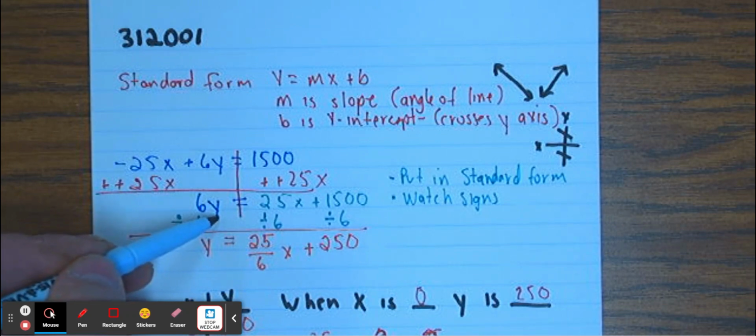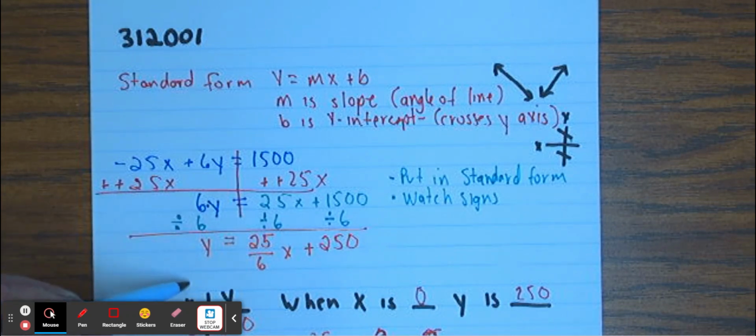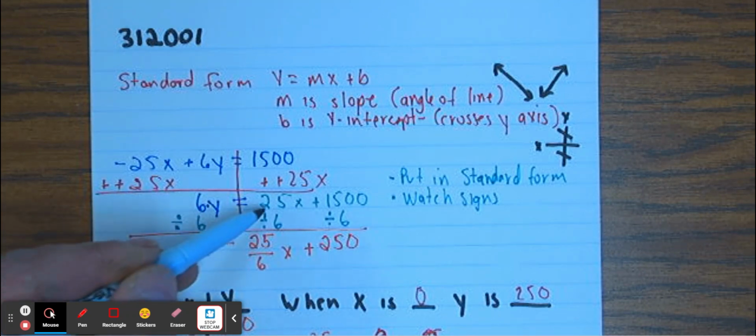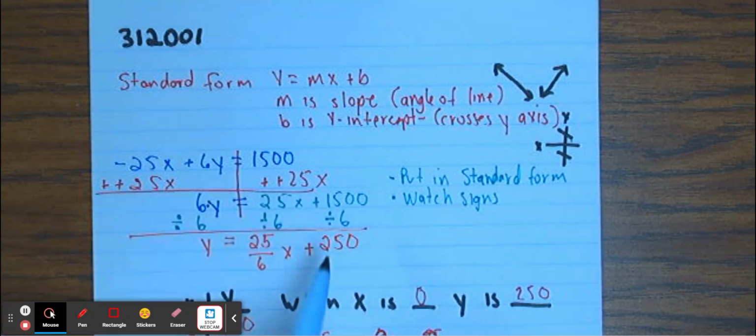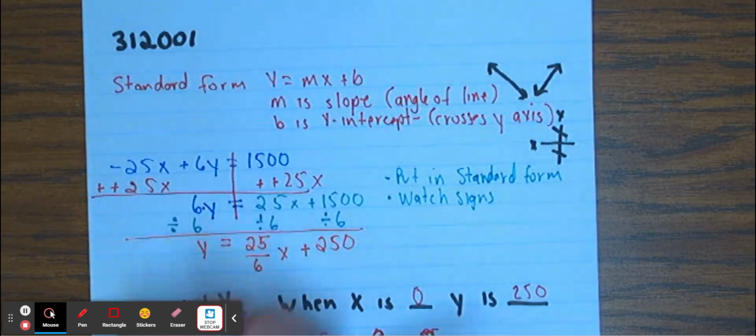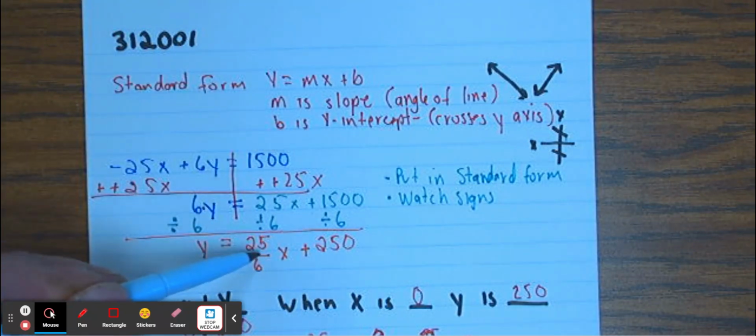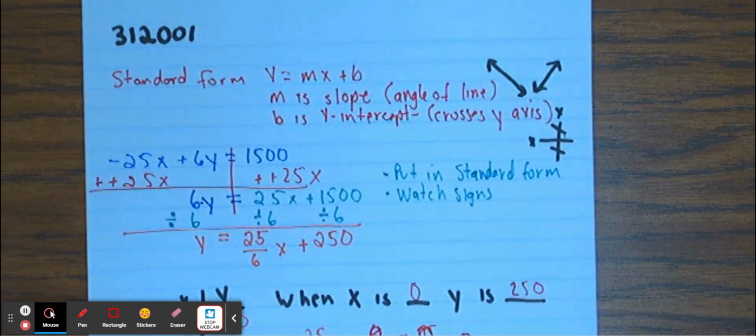Okay, in order to isolate my y, this is multiplying here, so I divide by 6. They essentially become 1, and 1 times y is y. And then I just set this up the same way. I divide both numbers by 6. 25 divided by 6, I could leave it like this. I could put it in a different form, but this is easy enough. 1500 divided by 6 is 250. So now I've got this in slope-intercept form: y equals 25 sixths x plus 250.